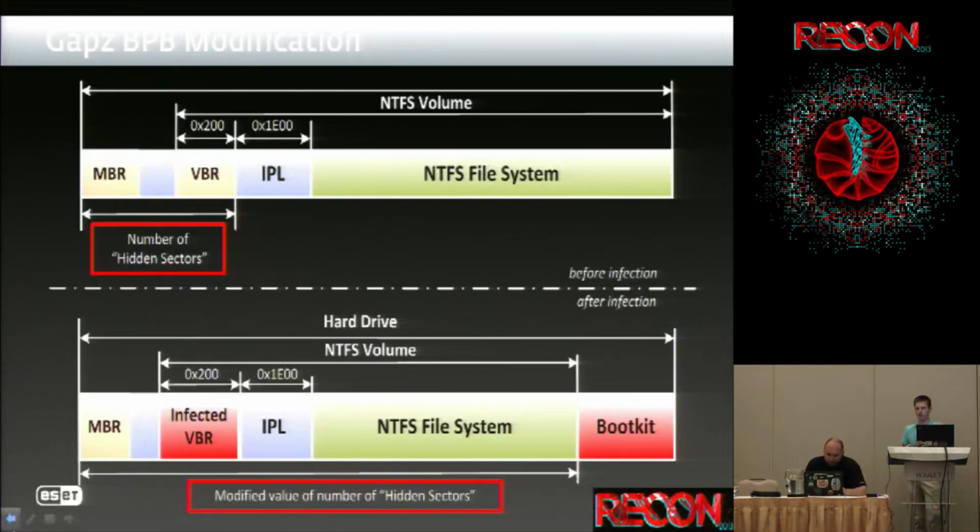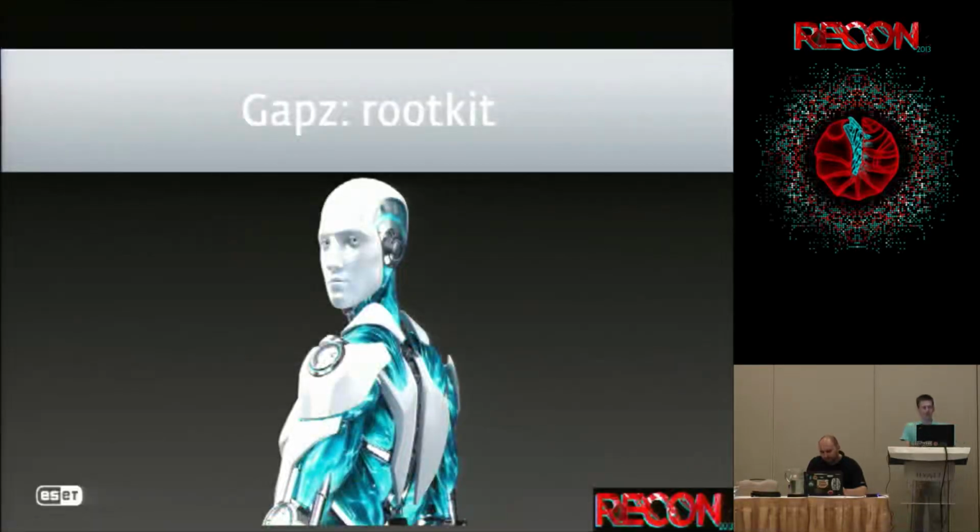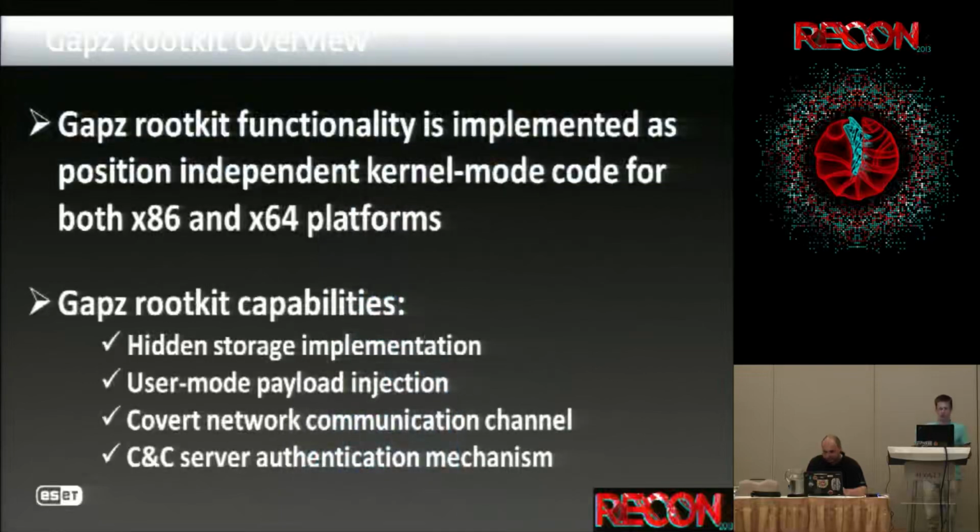As soon as the bootkit receives control, it performs several steps and finally loads its kernel mode module, which contains the rootkit functionality. So the next slides will deal with the rootkit implemented in Gapz. It is very interesting, with very rich functionality.